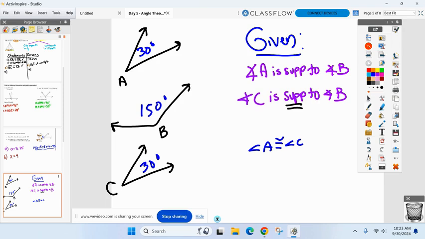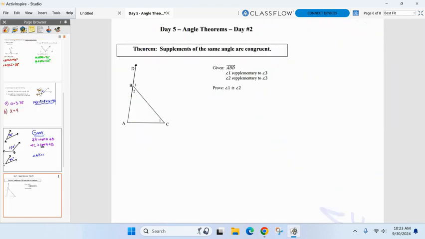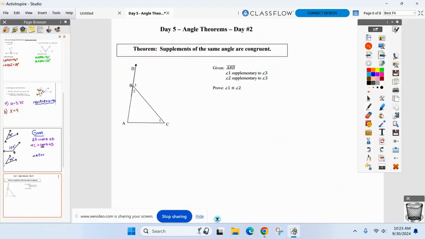A lot of people read this and they want to tell me they're supplementary. All right, I understand how the mind works there. I get it. But no, 2 angles supplementary to the same angle are congruent. And that is what this first fact up here is saying today. Supplements of the same angle are congruent. Okay? If 2 angles are supplementary to the same angle, they got to be congruent to each other. So go ahead, set up your statements, reasons for this first one.